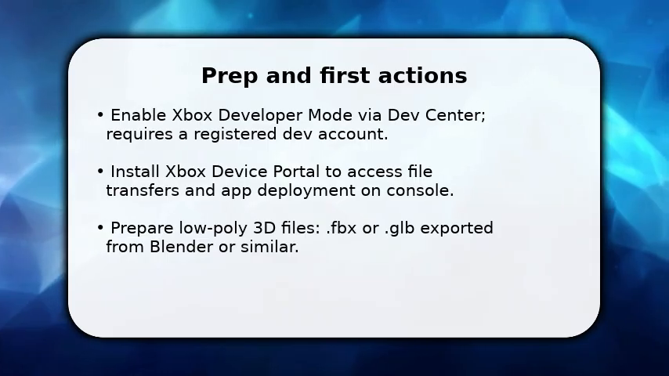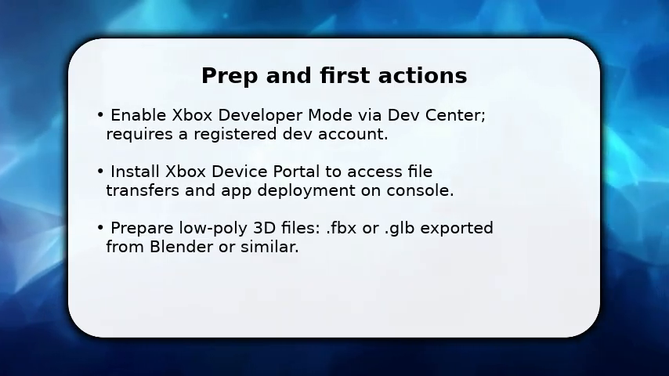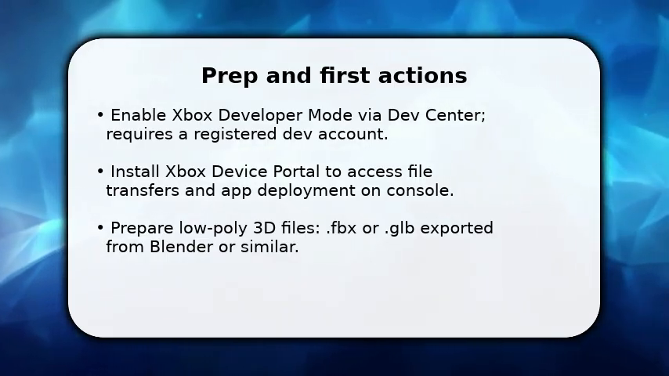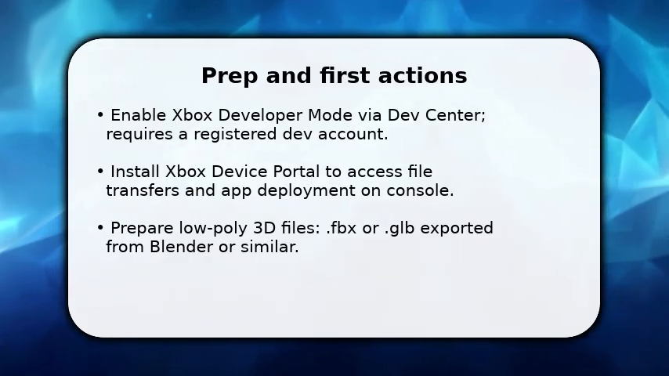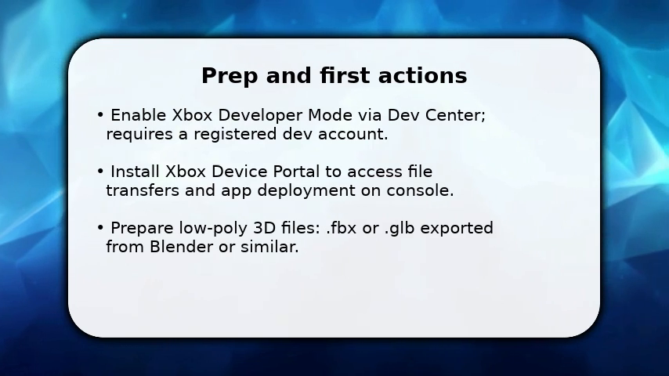Next, export the meshes you want as FBX or GLB from a modeling app. Keep polygons low and name materials clearly. Make sure to keep a backup of originals before any conversion.